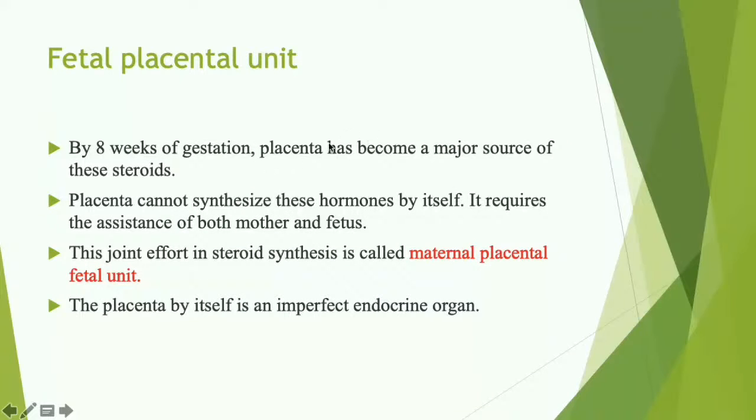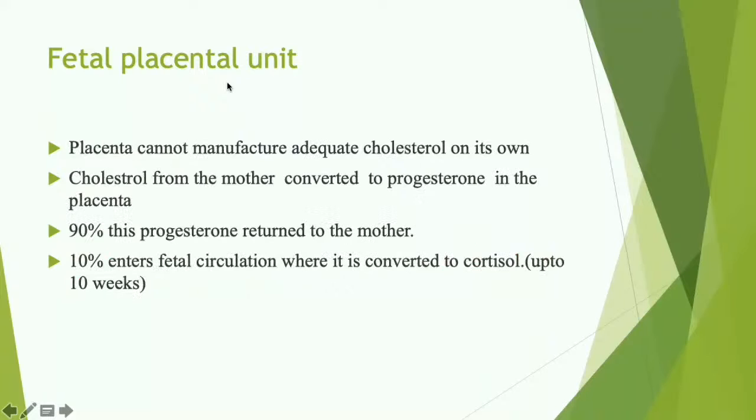By 8 weeks of gestation, the placenta has become a major source for these steroids. But remember, placenta cannot synthesize the hormone by itself. It requires help from both the mother and the fetus. So this joint effort in steroid synthesis is what is known as maternal placental fetal unit. The placenta by itself is an imperfect endocrine organ. So it requires help both from the mother and the fetus, and these three helping in the synthesis of steroid is what is known as feto-placental unit, right?